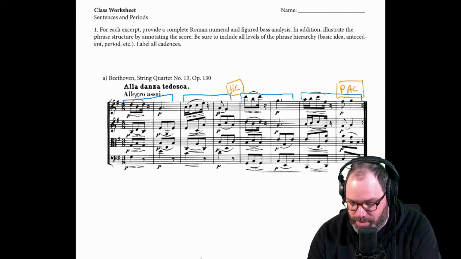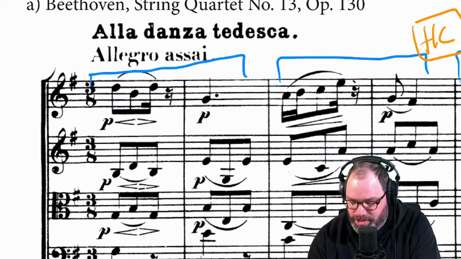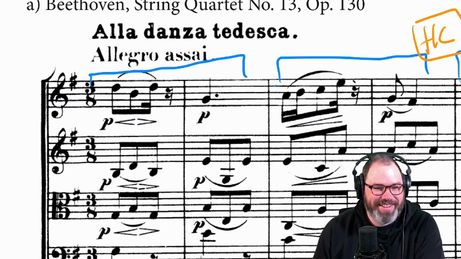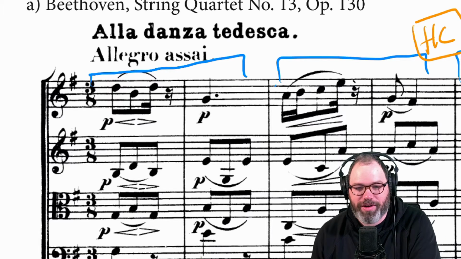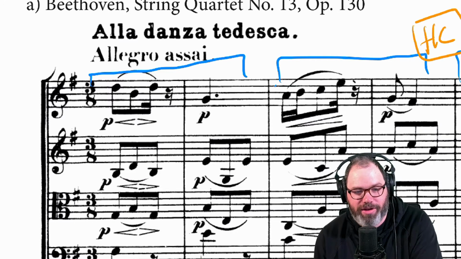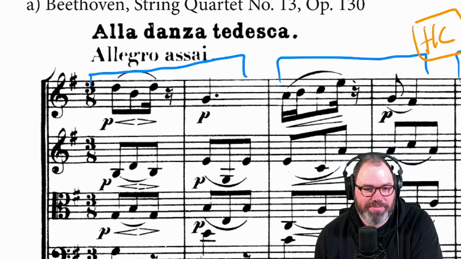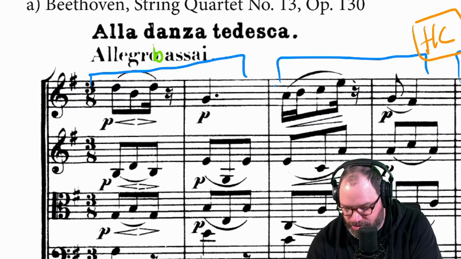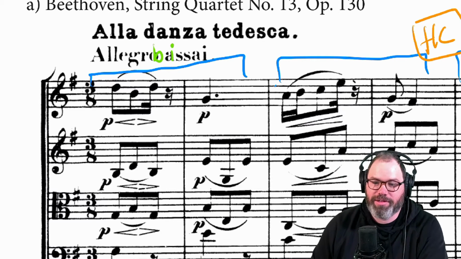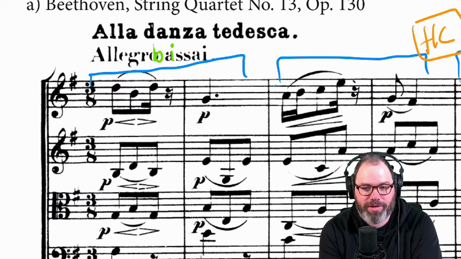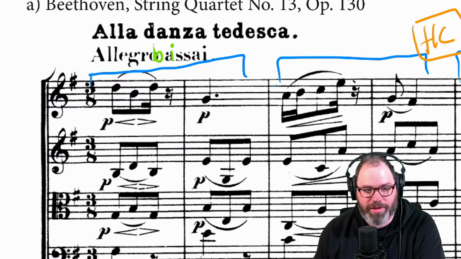So start with the beginning. Maybe this is patently obvious, but what do we have? How are we going to label the function of those first 2 bars? You can just type it in the chat or shout it out if you like. It would be basic idea. Very good. So I'll just call that BI. It's a little hard to read with the score tempo there underneath it, but I think you get the idea.